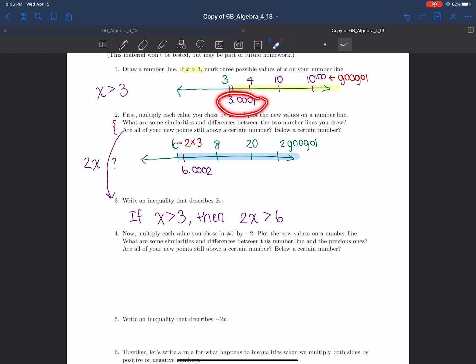I chose 3.0001, which is very close to 3. Then I picked 4 and 10 that are kind of medium distance from 3, and then I picked a googol, which is very far from 3.